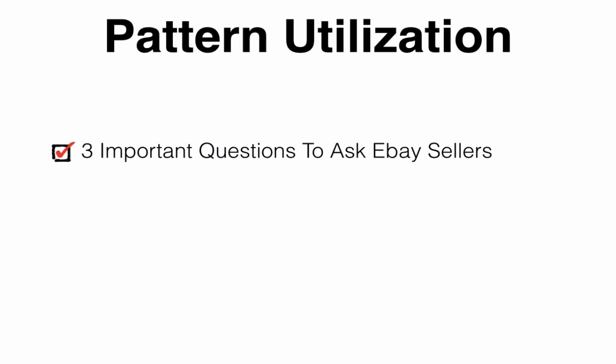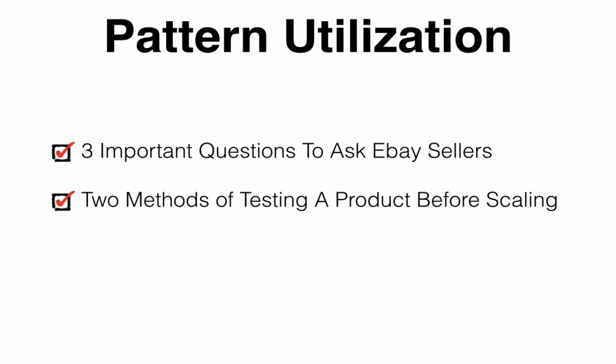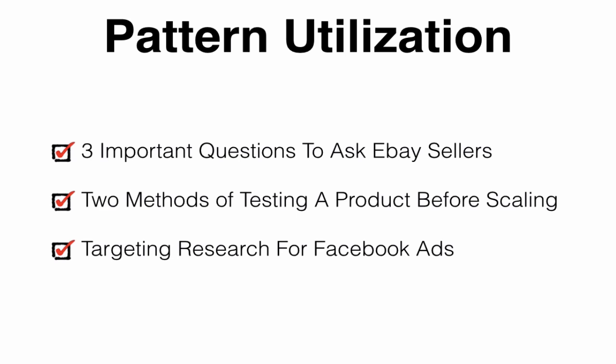Now, pattern utilization consists of 3 parts. The first part is 3 important questions to ask eBay sellers, and we'll cover those, of course. The other part is 2 methods of testing a product before scaling. Now, this is going to be interesting because you'll see how at least we tried to use 2 different methods, both successful, both have their pluses, and they're just different. And there's 2 wonderful methods to test out the products that you saw patterns in the previous video that we covered. And the last part is targeting research for Facebook ads.